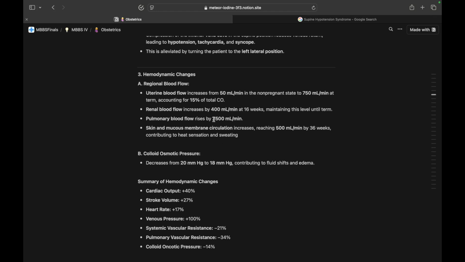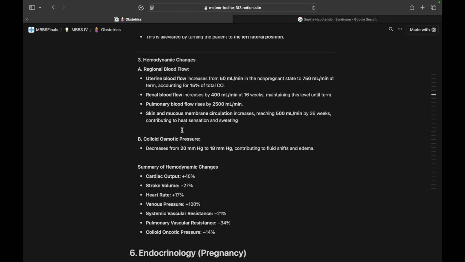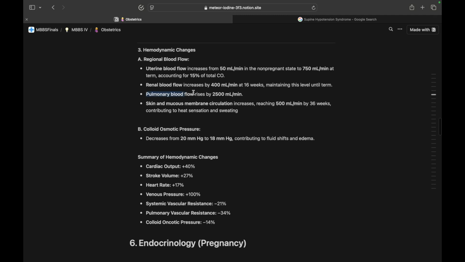Renal blood flow 400 ml at 16 weeks and maintaining at this level until term. Pulmonary blood flow increases by 2500 ml per minute. Skin and mucous membrane circulation increases, reaching 500 ml per minute by 36 weeks, contributing to heat sensation and sweating.